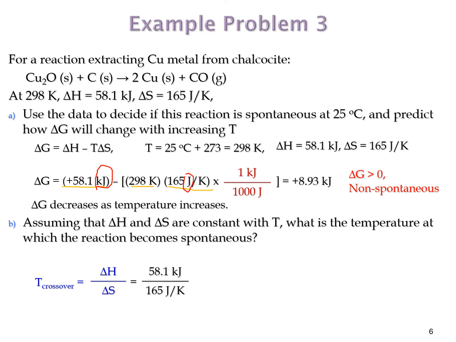Again, kilojoules divided by joules. So we have to convert the kilojoules to joules by multiplying by 10 to the third, and we figure out it's 352 Kelvin. If we subtract 273 from 352, we find the temperature is somewhere around 80 degrees. That means just simply heat it up a little bit, and this reaction is reversed. So the forward reaction becomes favorable.